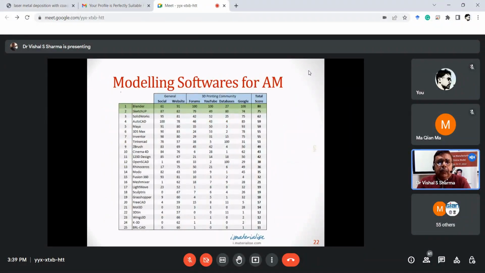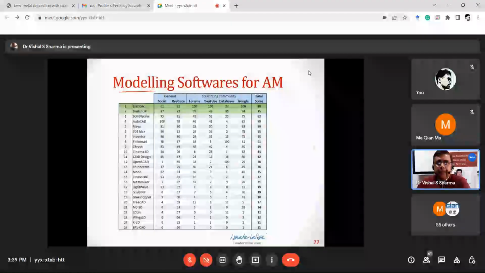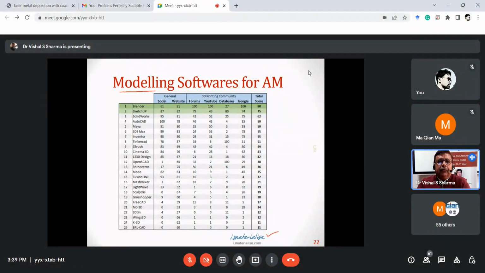Now coming to the modeling software, because that is the only skill one should possess. This chart is from the Materialise company. They have a list of software that can be used for additive manufacturing. Here at NITJ we are using Fusion 360.